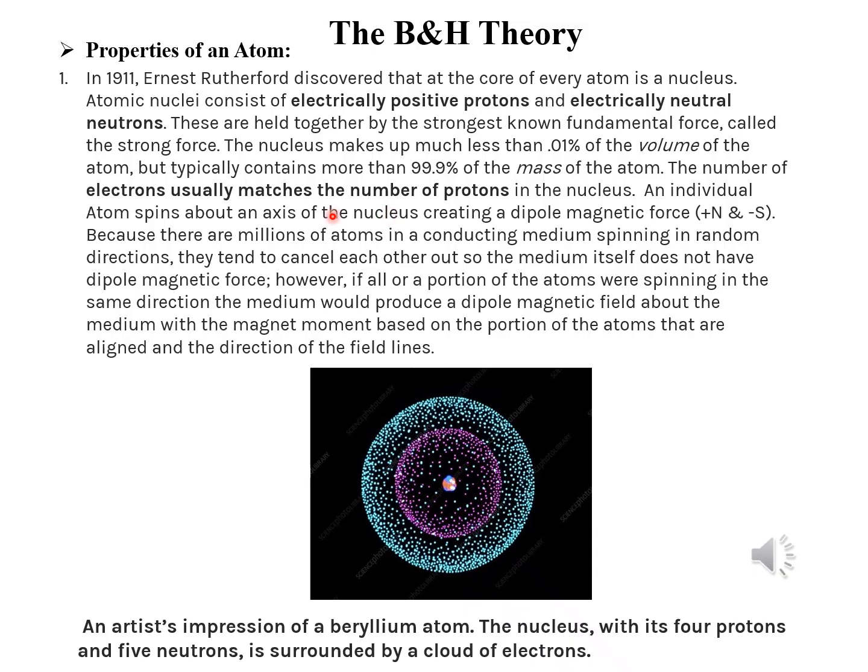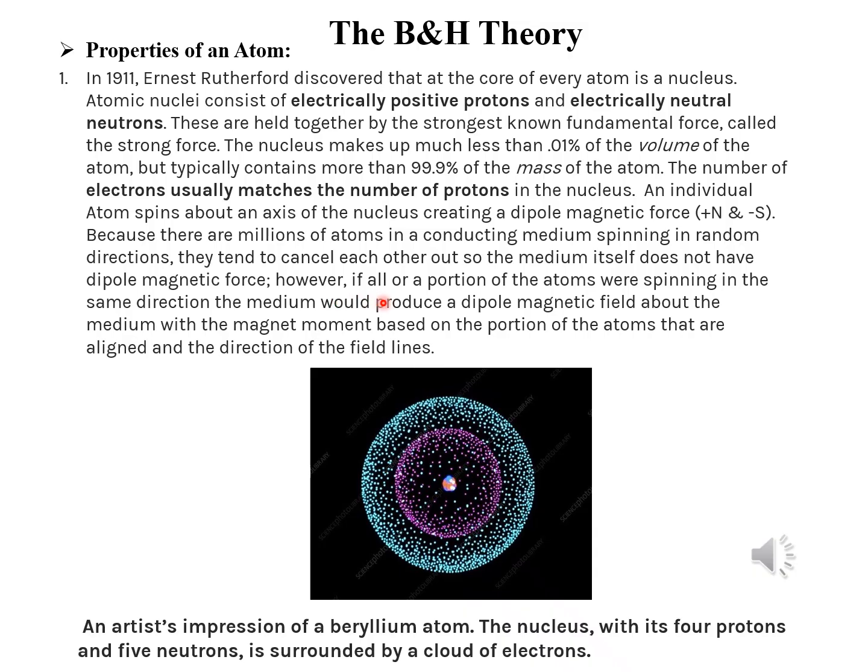The number of electrons usually matches the number of protons in the nucleus in a stable atom. An individual atom spins about an axis of the nucleus, creating a dipole magnetic force, north and south, north being positive, south being the negative. Because there are millions of atoms in a conducting medium spinning in random directions, they tend to cancel each other out, so the medium itself does not have a dipole magnetic force.